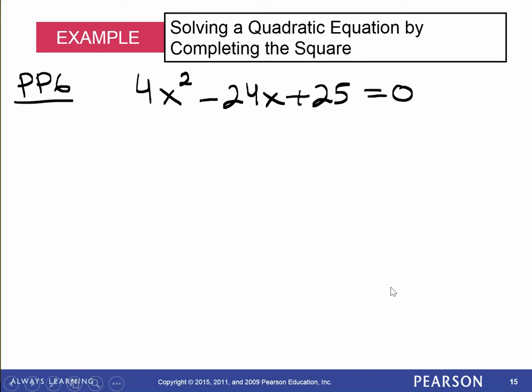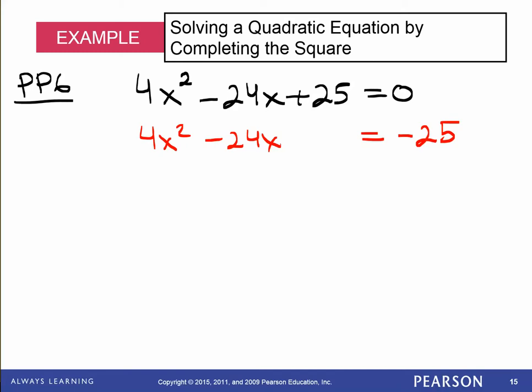Alright, those who are ahead of me, keep on going. Those who want to work this out with me, let's go for it together. So first things first, what we have to do is get that 25 to the other side. Everything else remains the same, but that 25 is gone.